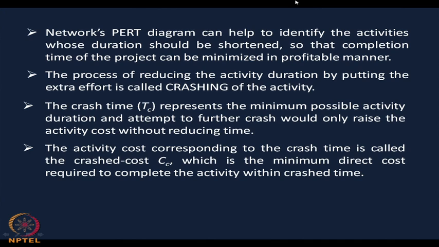The next is the crash time, which we denote as TC. The crash time TC represents the minimum possible activity duration, and any attempt to further crash would only raise the activity cost without reducing the time. That means, if you go on reducing or crashing, one point of time will come when your project duration is not being shortened and your cost is not minimum, that is, project duration is not decreasing while your cost is increasing, and in that case you have to stop and your crash time will be the earlier one.